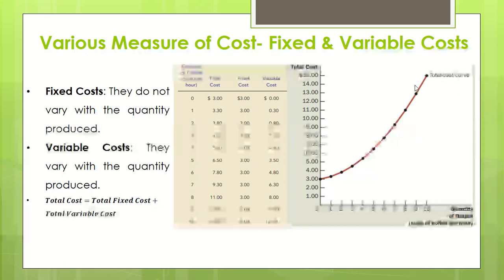Now look here. If we take all these points, that is the quantity of coffee, that is cups per hour, and corresponding to these the total cost, and by plotting them on the graph, we can get the total cost curve this way.